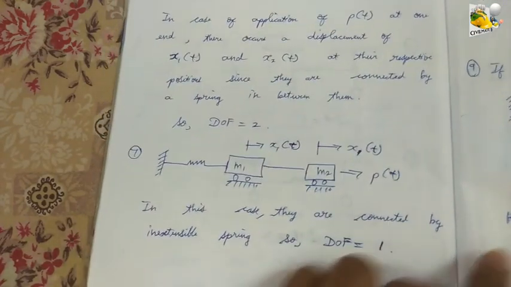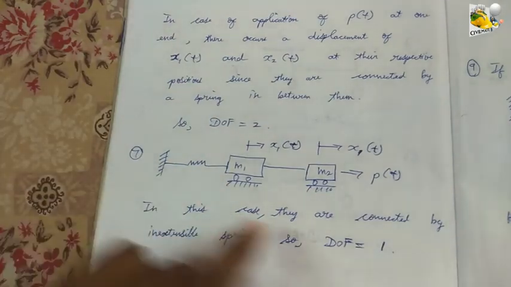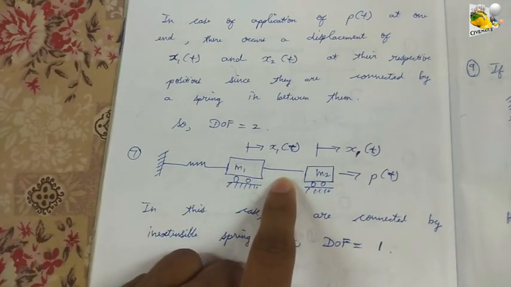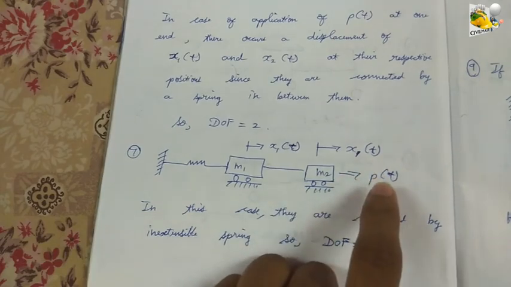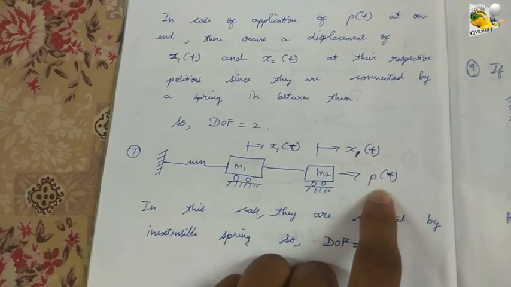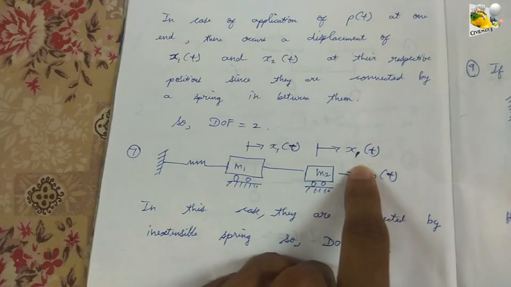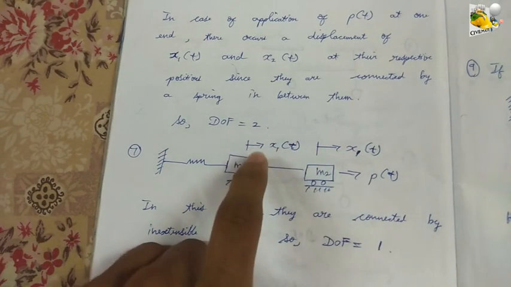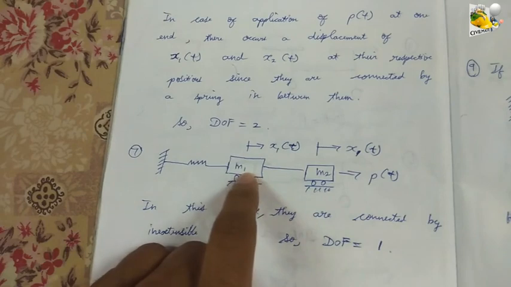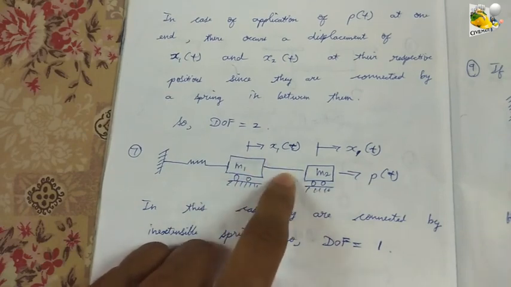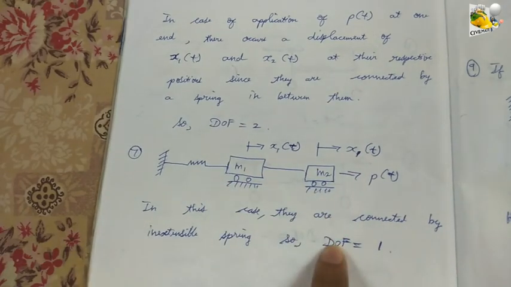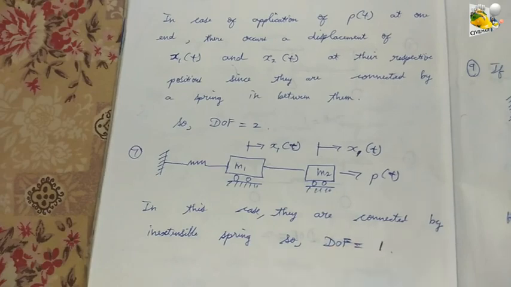Moving on to case 7, considering the above case in which the difference is they are connected by an inextensible spring in between them, and the application of force P of t will cause a displacement x1 of t in this object of mass m2, and also the same displacement will be prevailing over here in this object since they are connected by an inextensible spring. So, the degree of freedom is equal to 1 in this case.